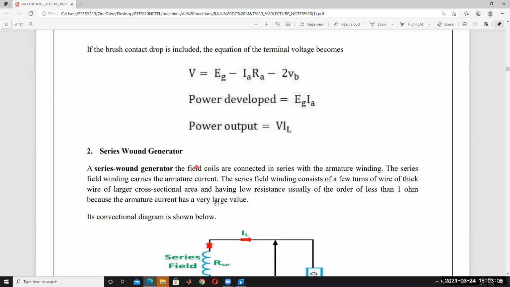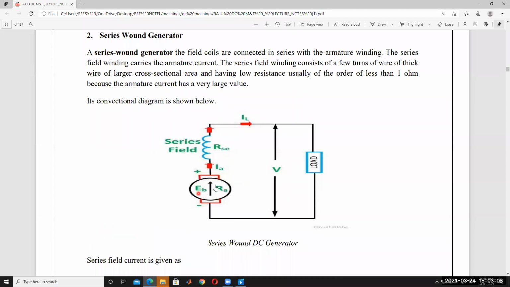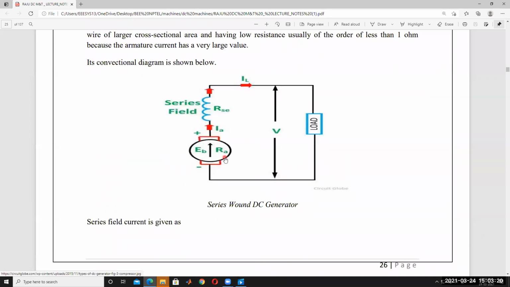For a series wound generator, the field winding is connected in series with the armature winding. That's why it is called a series generator. Both motor and generator are the same in construction, but for a motor the input is electrical, so we have to give the power supply externally. For a generator, the input is mechanical rotation, so we have to rotate the rotor using a prime mover, and then the output is electrical.